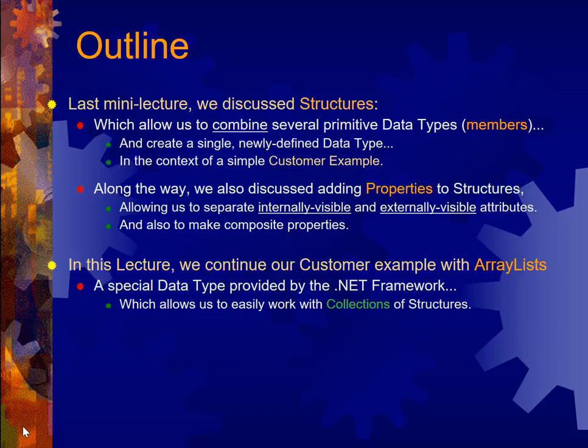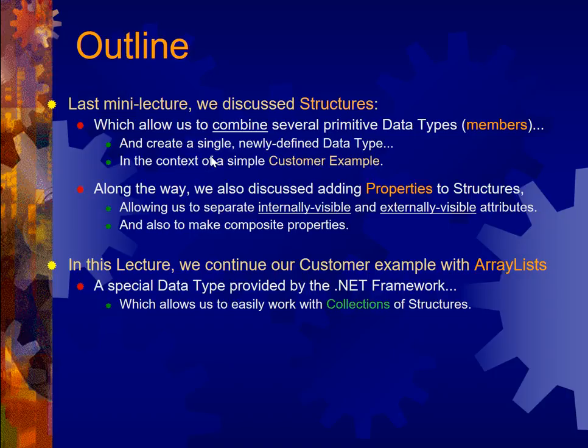And each of those attributes is actually a primitive data type, and we put them together and make what we call a complex Visual Basic data type. And at the end of the last video, we also talked about properties, and basically those are just a way to hide an attribute of the structure.